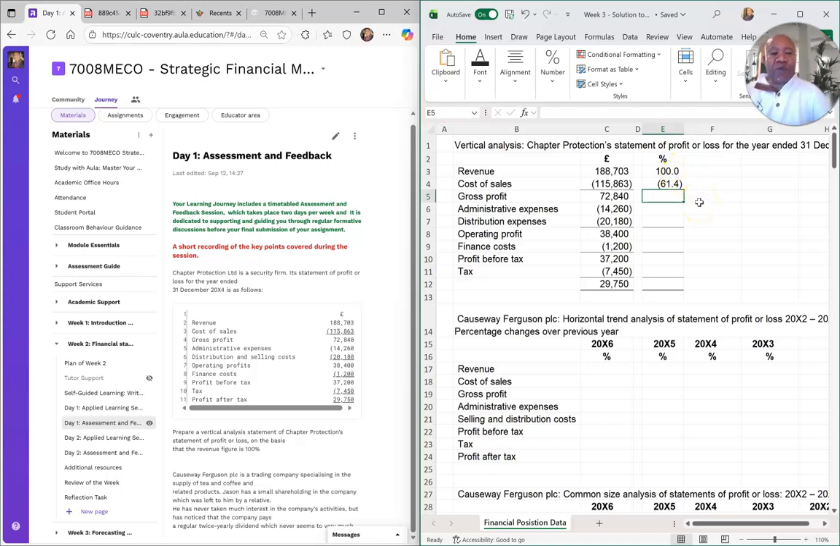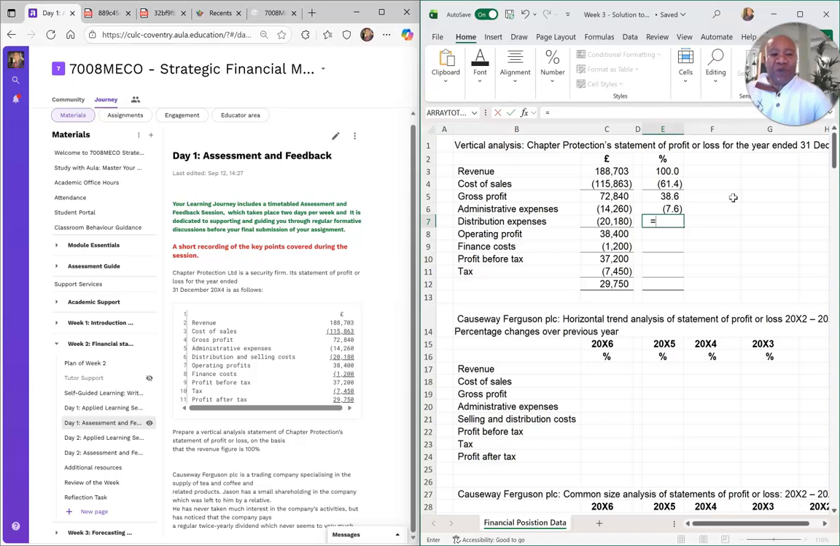Similarly, for gross profit, we'll take the figure of gross profit, and then we'll divide that by the sales. Remember, we're comparing everything to sales, and multiply that by 100, which is 38.6%. We do the same for administrative expenses, which is 14,260. We divide that by the figure of sales, and then we multiply that by 100. Again, that is 7.6% of sales represent our administrative expenses.